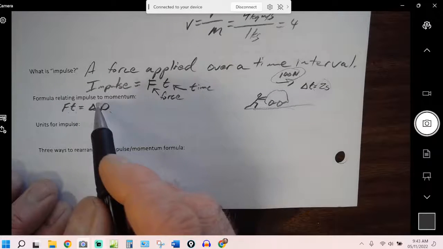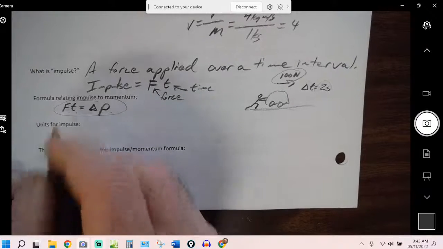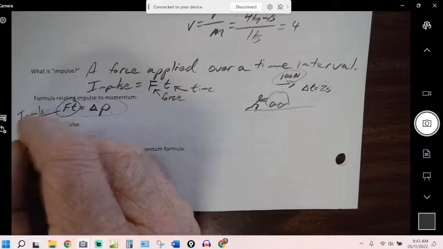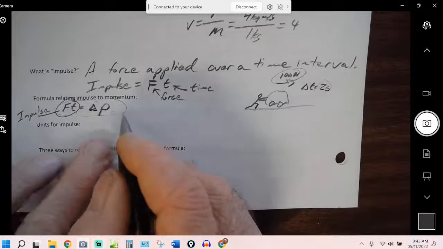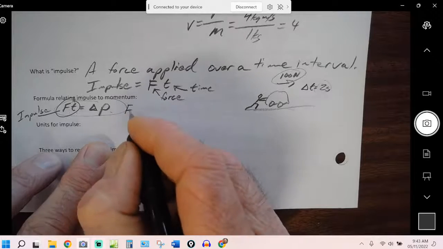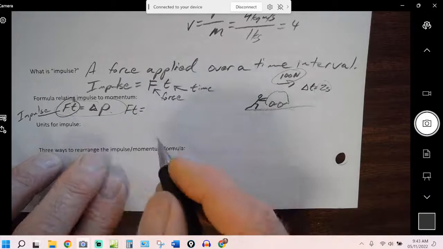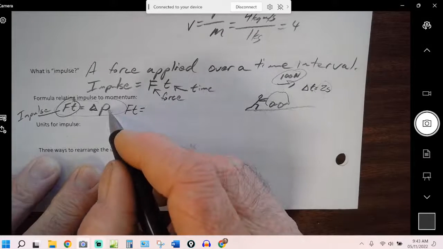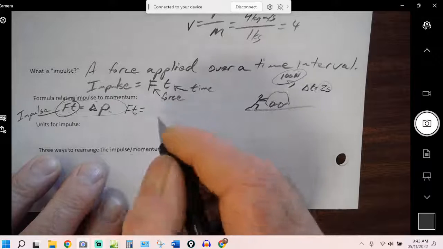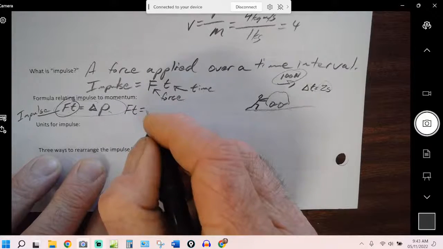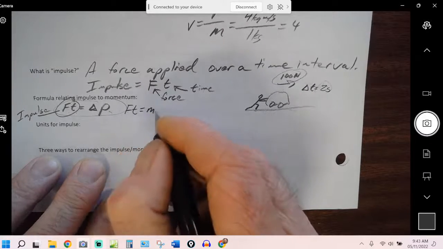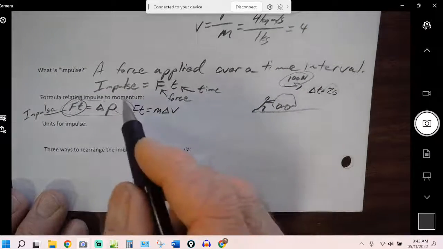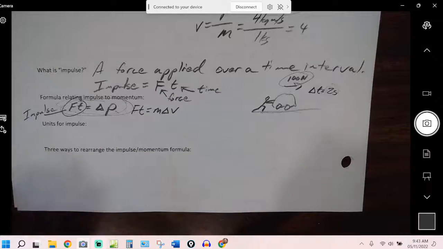So this is one way to write the impulse formula. This is impulse, force times time. And you can also write it like this. I don't know that I'm ever going to use it like this with you, but you may find this to be easier when you're solving for something. Since momentum is mass times velocity, and usually what's changing is velocity, you can say force times time equals mass times the change in velocity. If you like that, but I'm going to probably just use this.